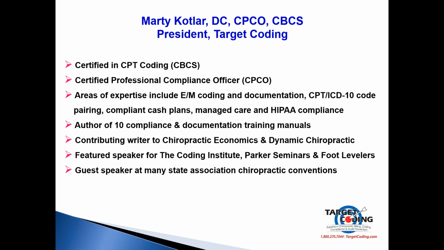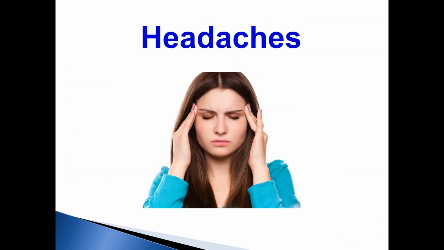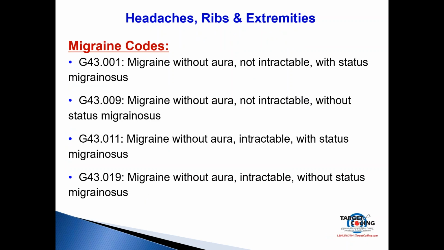All right, so let's begin with our first set of ICD-10 codes on headaches. Let's start off with migraine headaches. When you look at migraine headache codes, let's take a look at the first one, G43.001. That's migraine headache without aura, not intractable, with status migrainosus. Let's break that down because there are a lot of terms in there that you may not be familiar with.